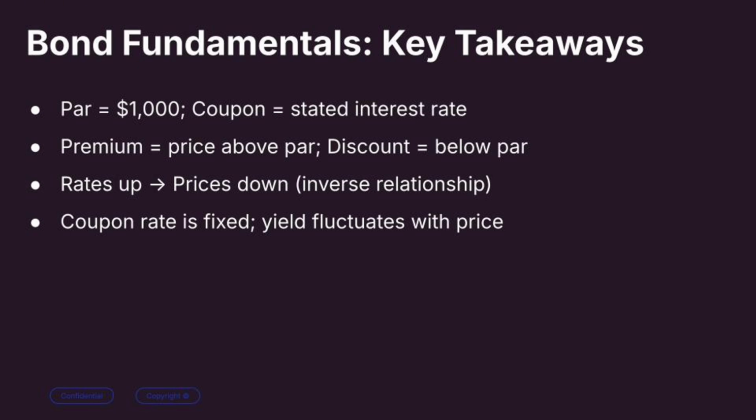Let's recap the essentials. Par value is typically $1,000. The coupon rate is the fixed annual interest percentage. Bonds trade at a premium when priced above par and at a discount when below. Most importantly, remember the seesaw. Rates up means prices down, and rates down means prices up. And while the coupon rate stays fixed forever, the yield changes as the market price fluctuates. Master these concepts and you'll have a solid foundation for everything else in debt securities.